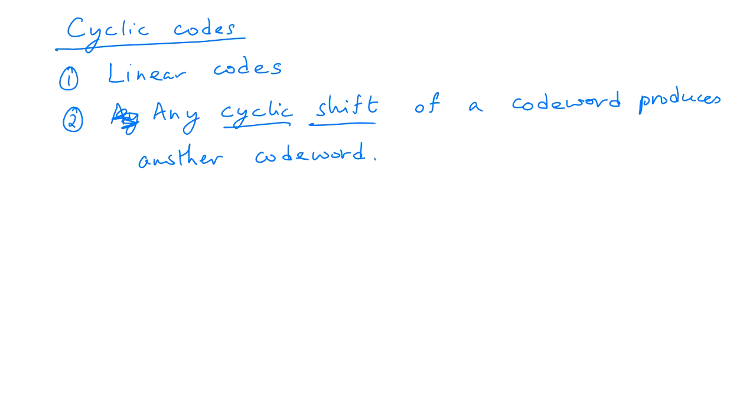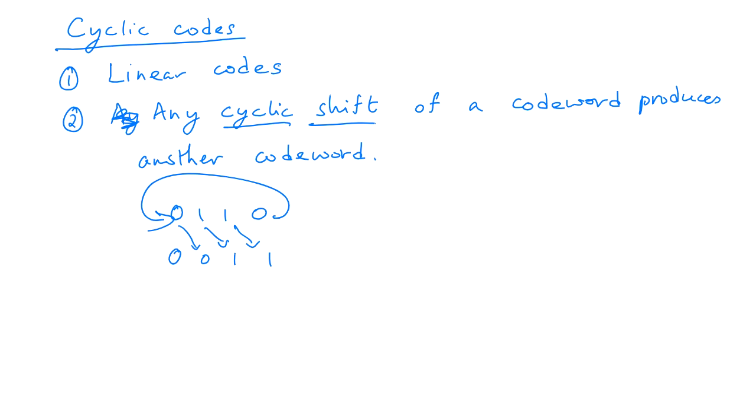For example, if I have a binary sequence, say, 0 1 1 0, a cyclic shift means rotating this either in the counterclockwise direction or in the clockwise direction, bit by bit. That means we shift the last bit and bring it to the first bit. So the last 0 comes here, the first 0 comes here, this one comes here, and this one comes here. So that's one cyclic shift in the counterclockwise direction.